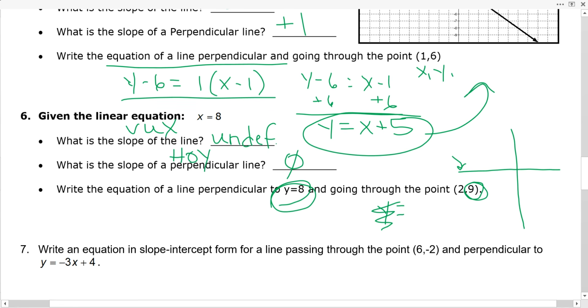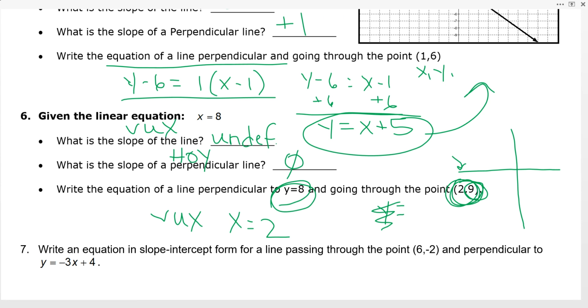Okay, so we're doing a line perpendicular to y equals 8. So that's my horizontal line. So if I want a perpendicular line, it's a vertical line, and it's going to be x equals 2, because I'm just going to use that 2. I can always try to do my equation, but it's not really going to work. So let's just do that.